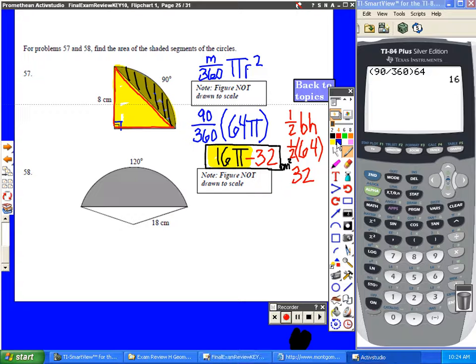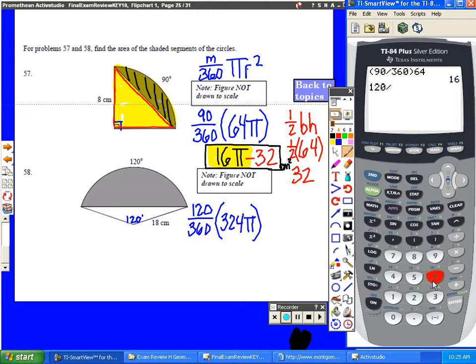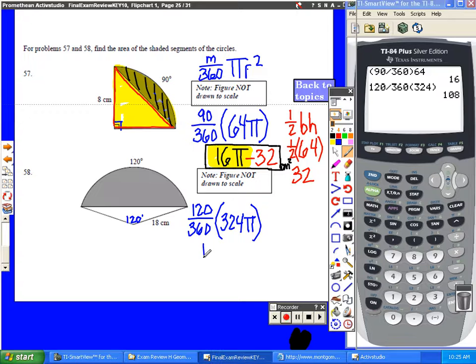All right, next section. I'm going to do this in a very similar fashion. The downfall is that this one does not give me a height of this triangle, and I know I'm going to need that at some point. But I'll get to that in a second. This is a central angle, so it's 120 degrees. I need 120 out of 360 multiplied by 18 squared, which is 324 pi. Now hold off on the pi for a second. Type in 120 over 360, times 324, which gives me 108 pi.